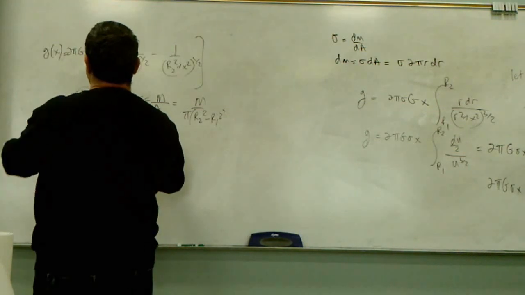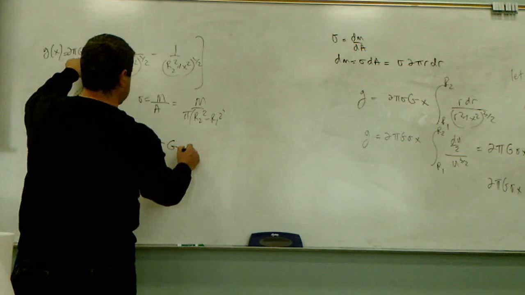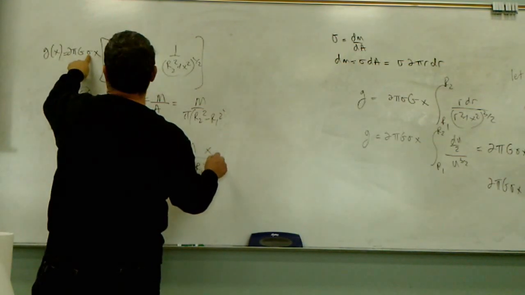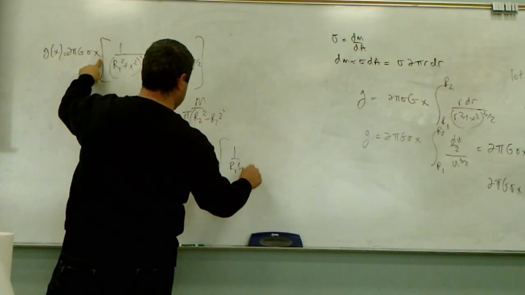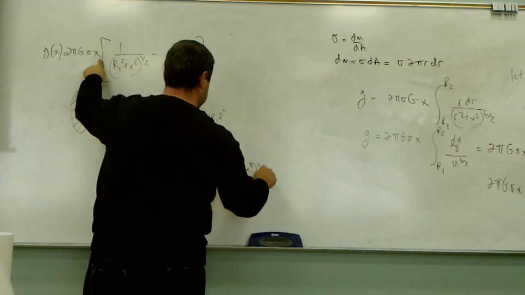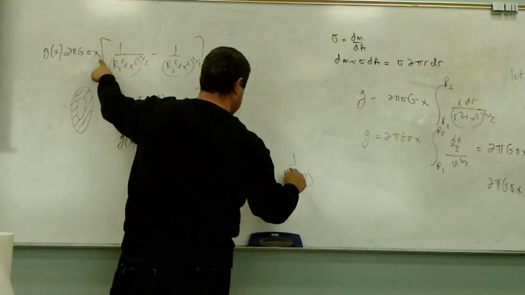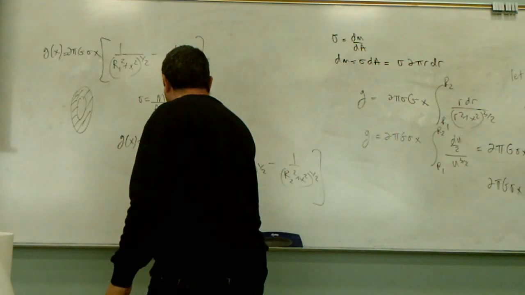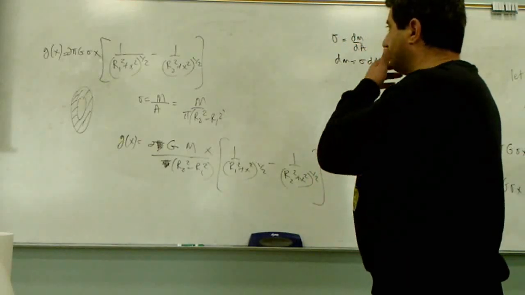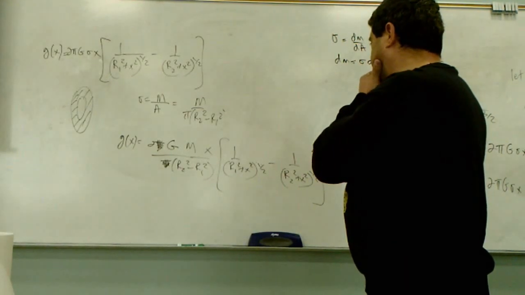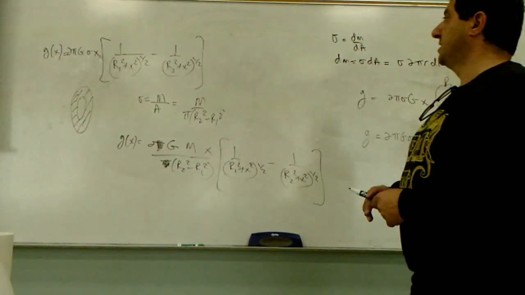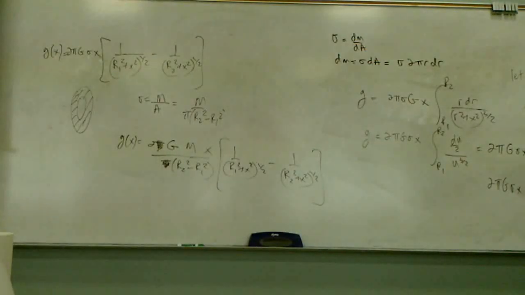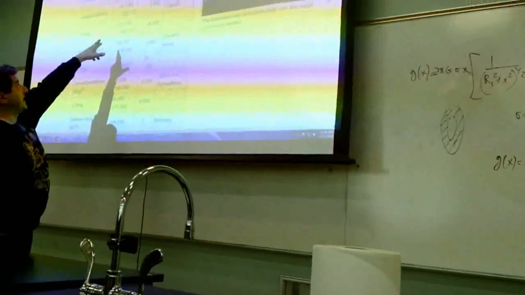G of x, 2 pi g sigma is m over pi r2 squared minus r1 squared, times x, times 1 over r1 squared plus x squared to the 1/2, and then all that's left is maybe get rid of the pi. I think that's it. We can't really simplify it too much more. So this will be the gravity of a plate with an inner radius and an outer radius. Now I can say, okay, what is the gravity of the A ring if it has that inner radius and outer radius?